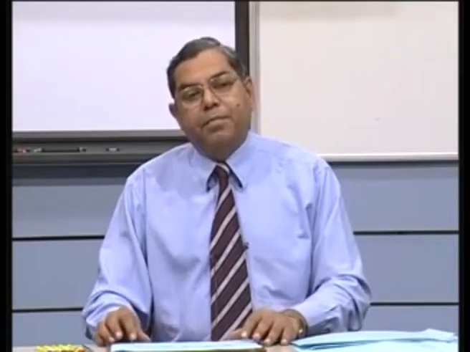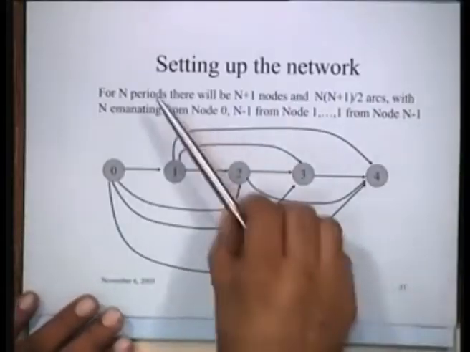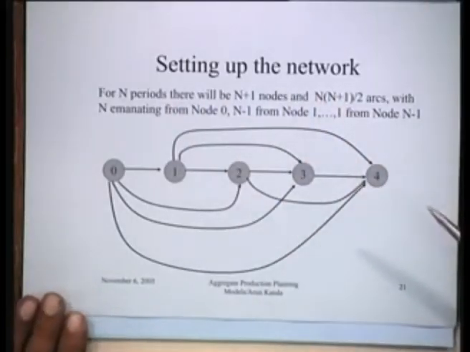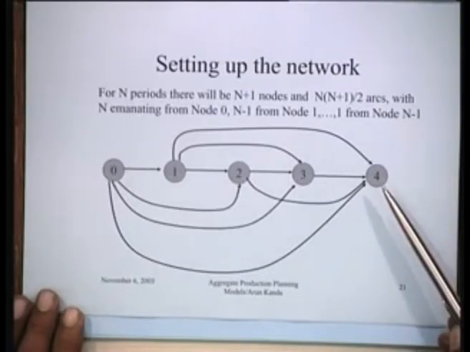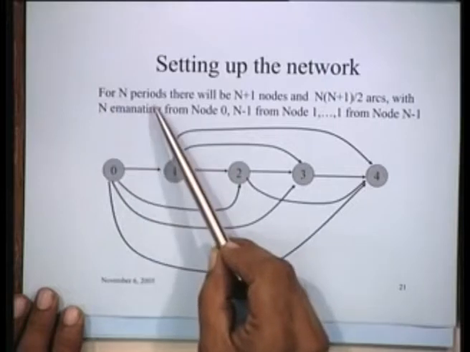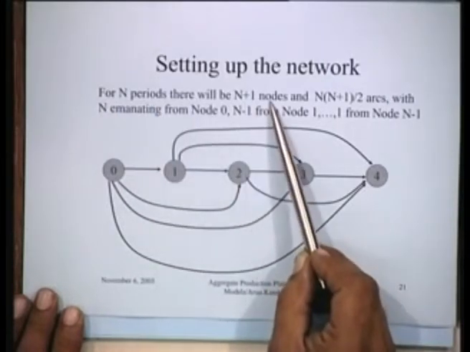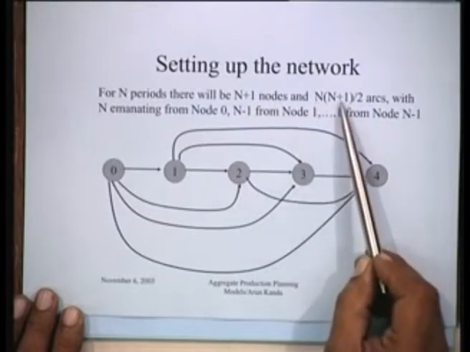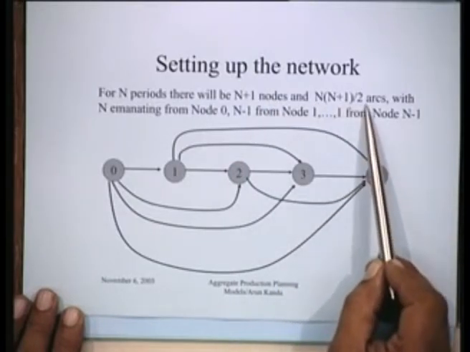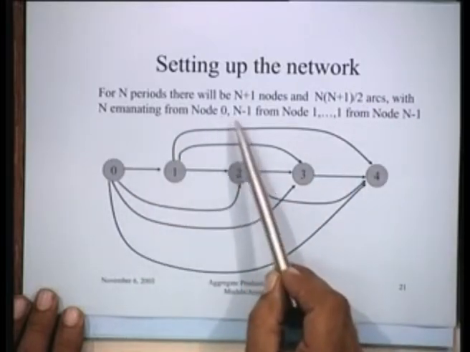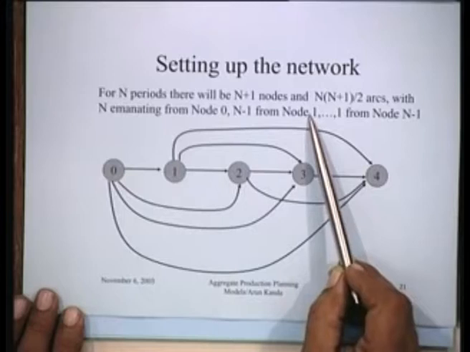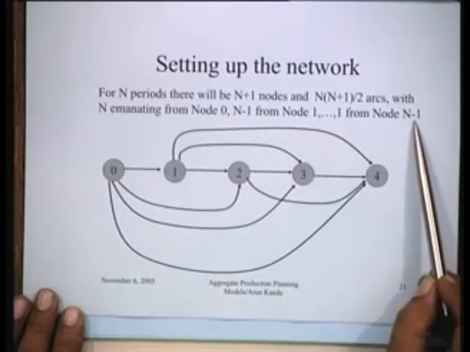The first step in the problem is to set up a network. And how you set up the network is actually pretty straightforward. That is, if you have n periods for which you are planning the problem, then there will be n plus 1 nodes and exactly n plus 1 C 2, that is n into n plus 1 by 2 arcs, with n emanating from node 0, n minus 1 emanating from node 1 and ultimately 1 emanating from node n minus 1.